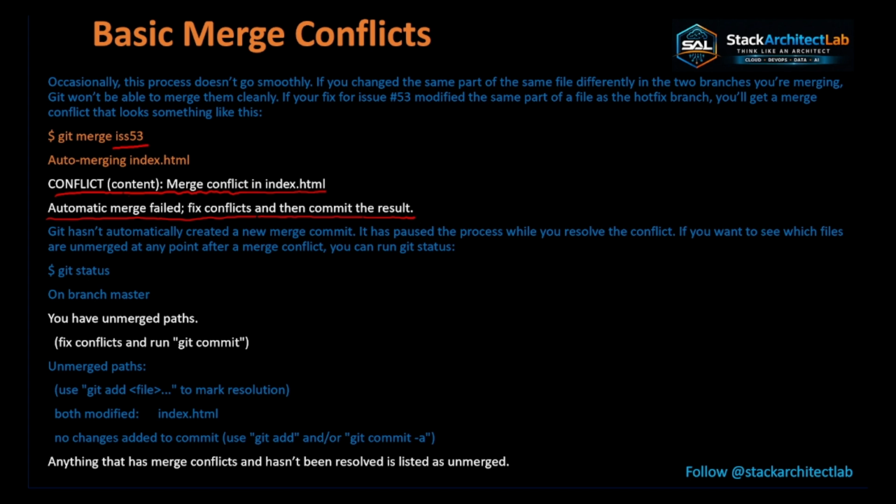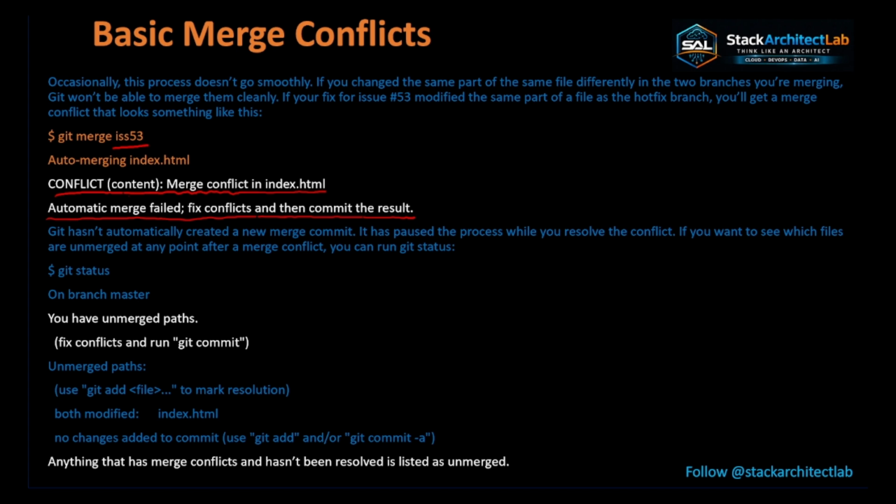Okay, so now Git has not automatically created a new merge commit. What it is telling you is that I have paused the process while you resolve the conflict. Git cannot go and check your file to say this value is wrong or that value is wrong. Git cannot tell you that, but it can tell that something is wrong. Some overlapping is there, something is missing. Either the email is overlapping or the footer is overlapping. That it can suggest.